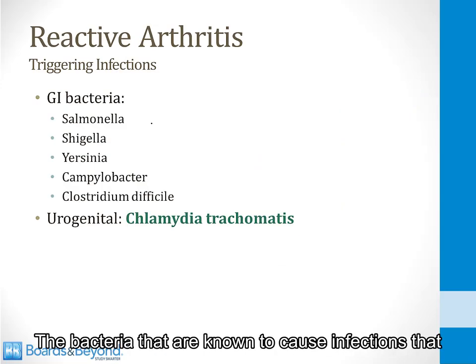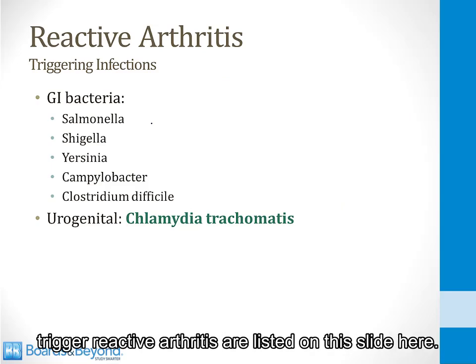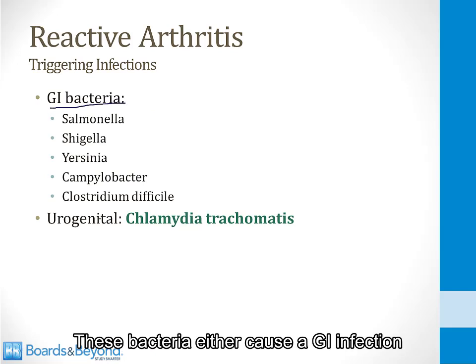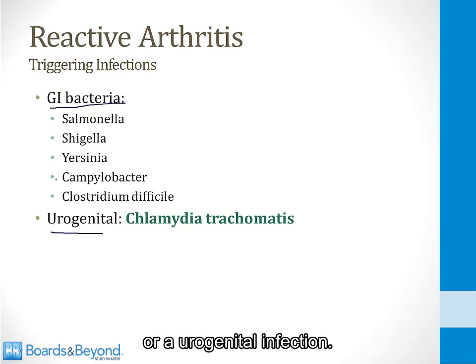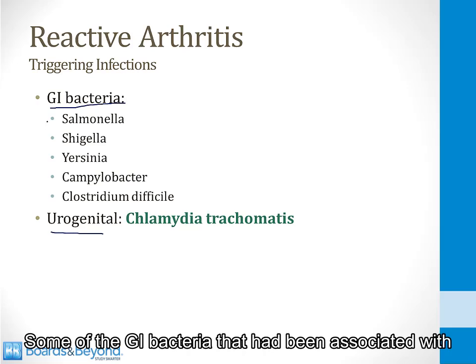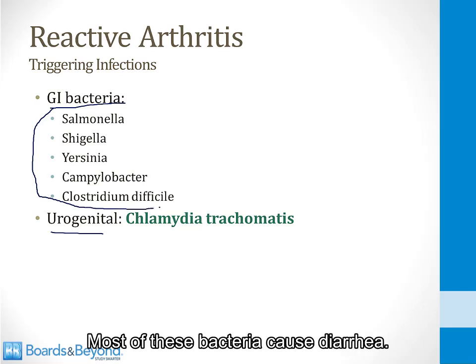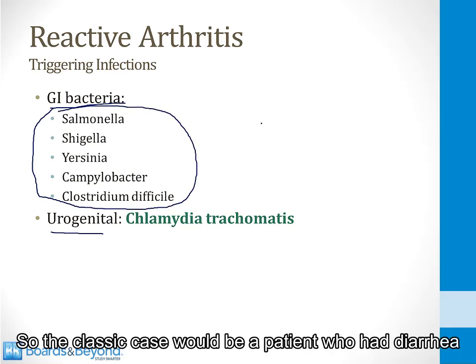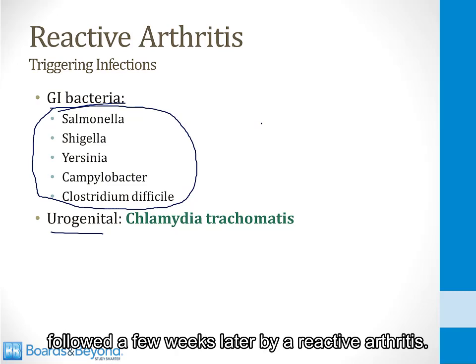The bacteria that are known to cause infections that trigger reactive arthritis are listed on the slide here. These bacteria either cause a GI infection or a urogenital infection. Some of the GI bacteria that have been associated with reactive arthritis are listed on this slide. Most of these bacteria cause diarrhea, so the classic case would be a patient who had diarrhea followed a few weeks later by a reactive arthritis.